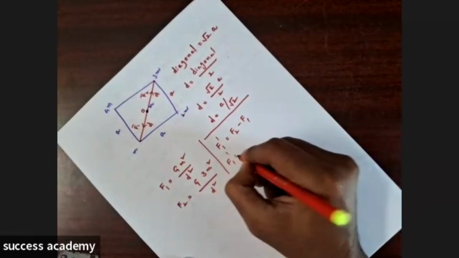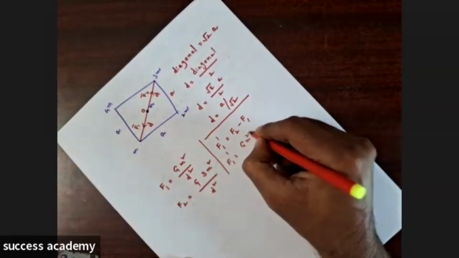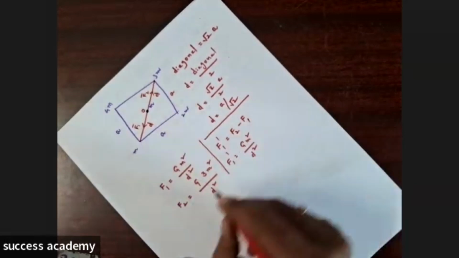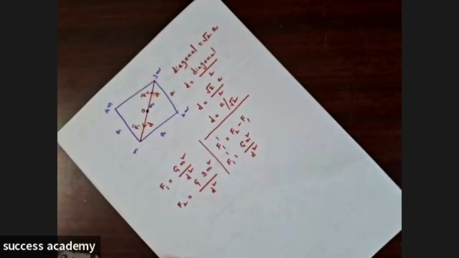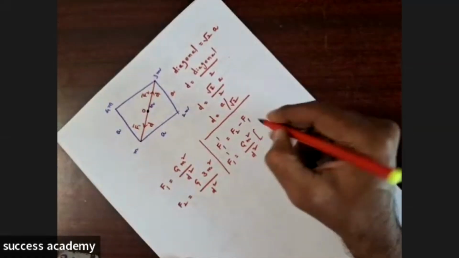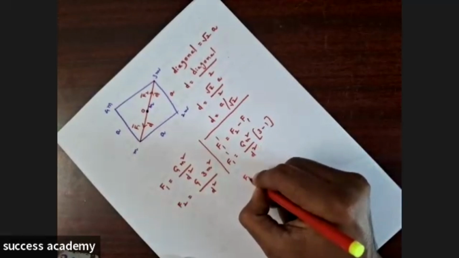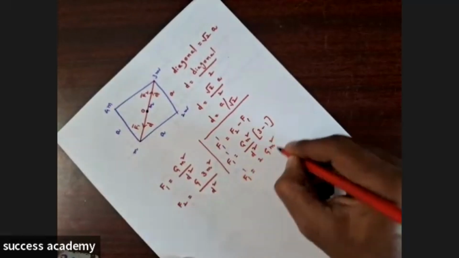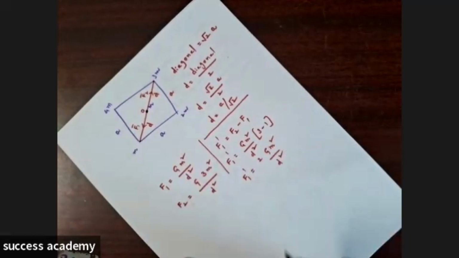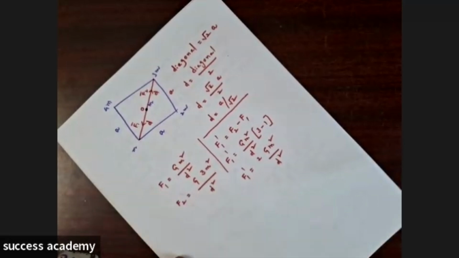In F2, G m square by d square is present, and in F1 also G m square by d square is present. Take it out as common, 3 minus 1. Then F1 dash is equal to 2G m square by d square. This is F1 dash, the resultant of F1 and F2.